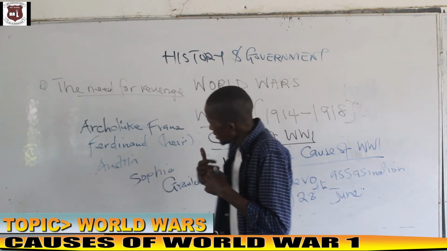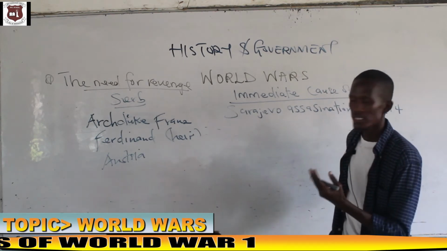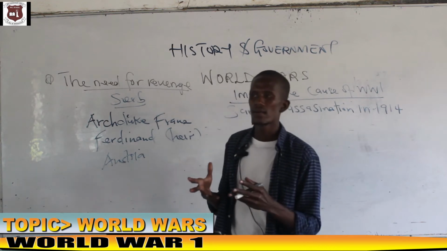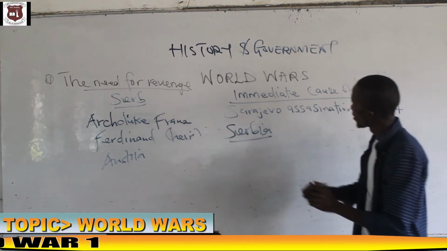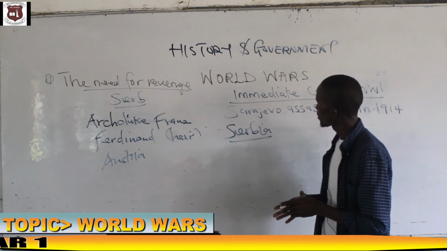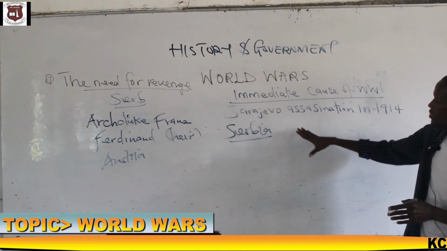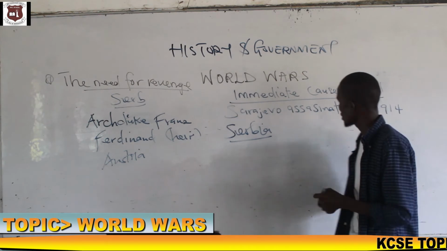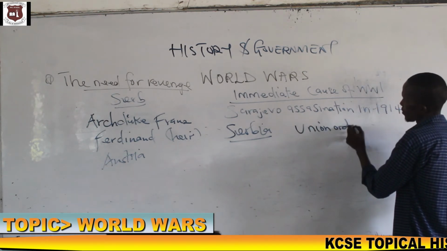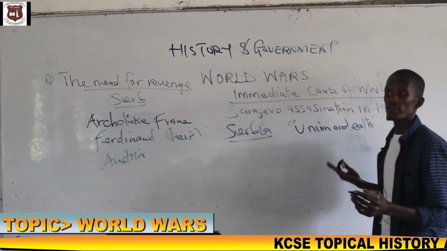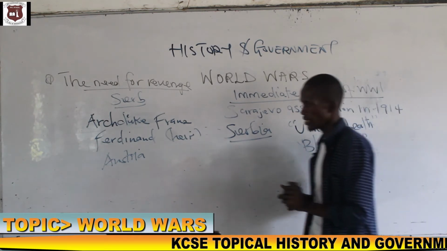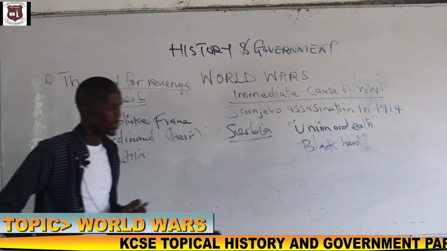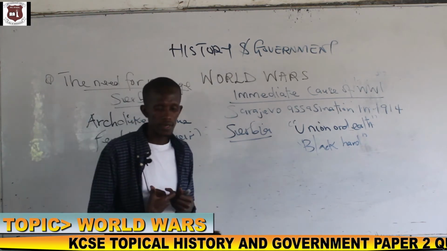Now, it is alleged that the assassination of Ferdinand and his wife was orchestrated by a secret organization from Serbia, a country. They record that the assassination of the Duke Ferdinand and his wife was orchestrated by this secret group known as Union or Death, popularly known as the Black Hand. So this is the secret organization that used Gavrilo Princip to silence the heir to the throne of Austria-Hungary.